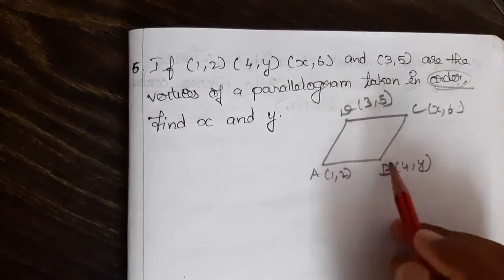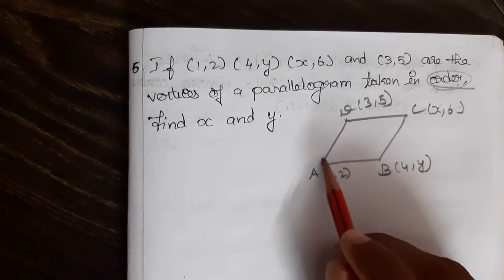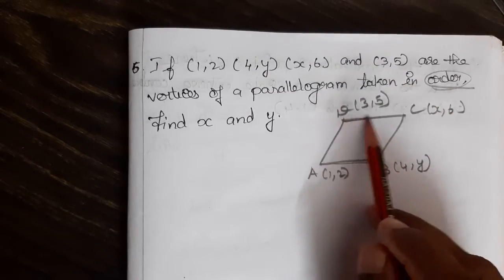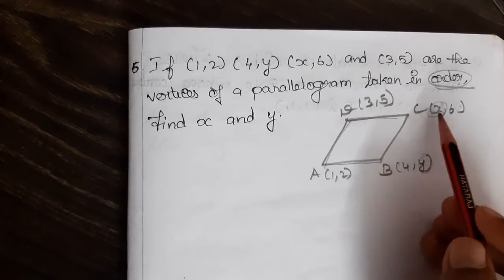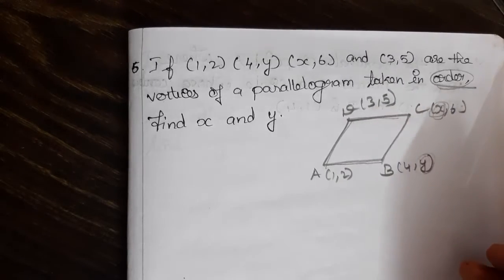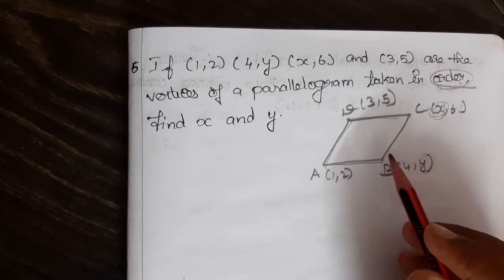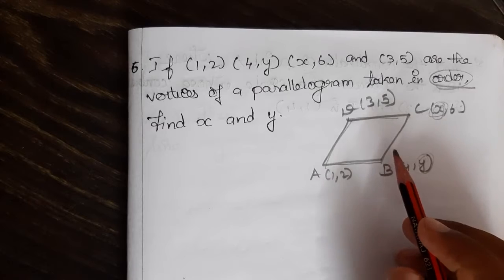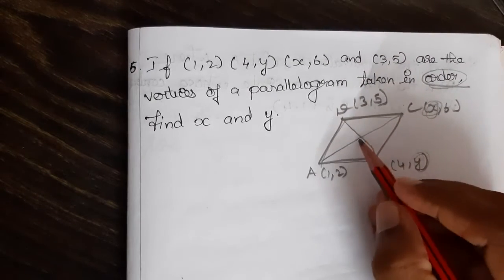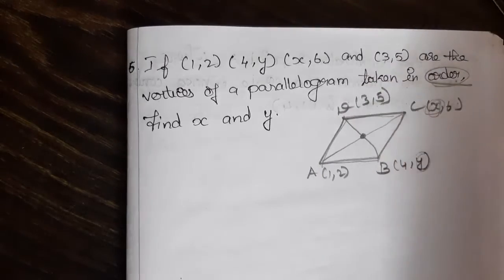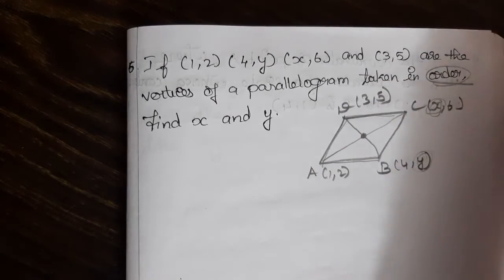And we know that opposite sides of a parallelogram are equal, so if you compare this side and this side, again we will obtain a value with x and y, and this side and this side, again we will obtain a value with x and y, right? So that will not work out. What is the other condition in the parallelogram? Diagonals bisect each other, right? If you draw a diagonal between these two, they will bisect each other.